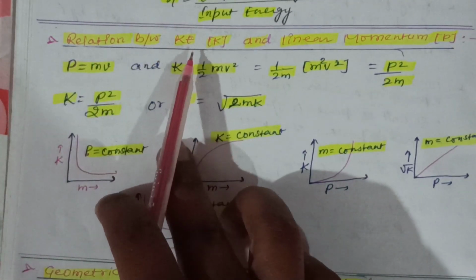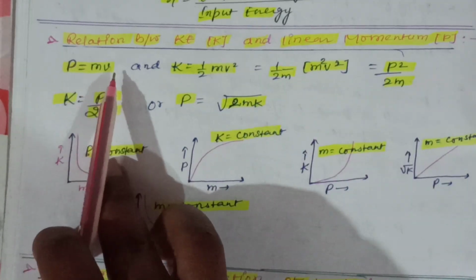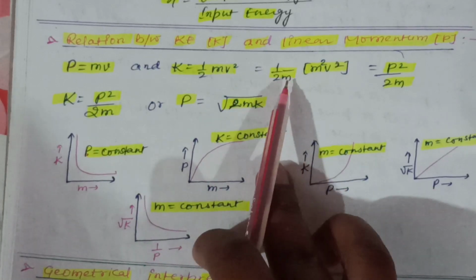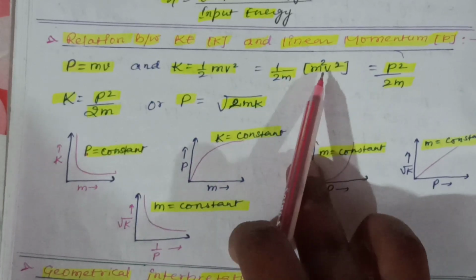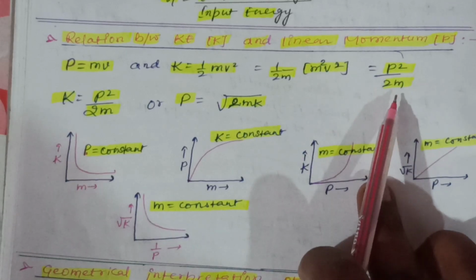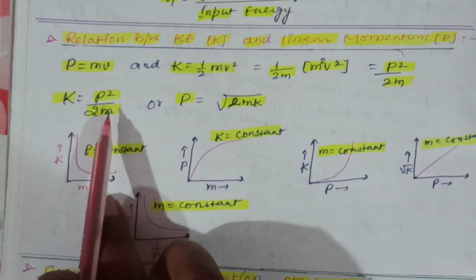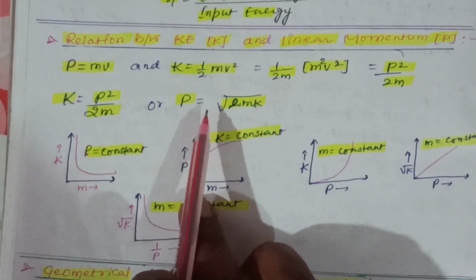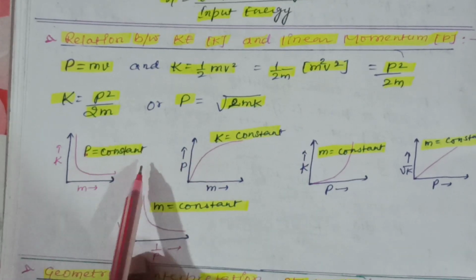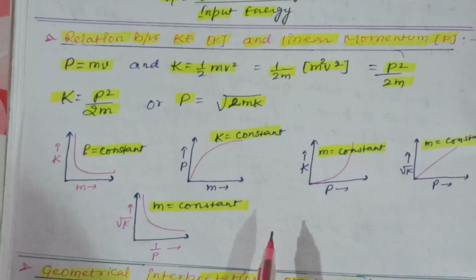Relations between kinetic energy and linear momentum. P = mv and K = 1/2 mv² = 1/2 m(m²v²)/m², so K = P²/2m. P = √(2mK). P constant, K constant, m constant.